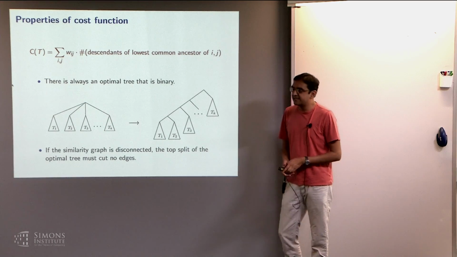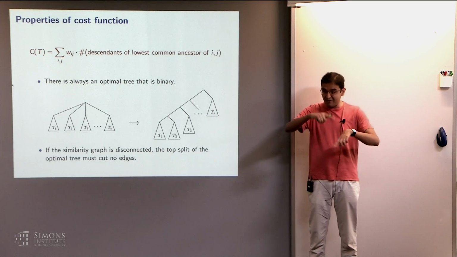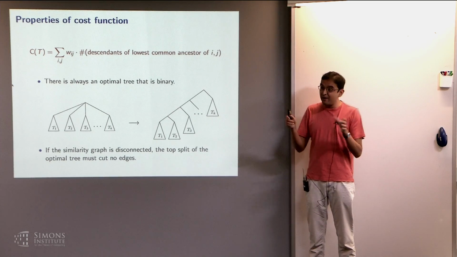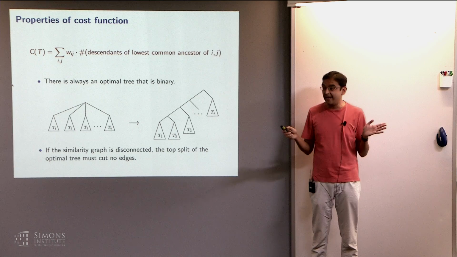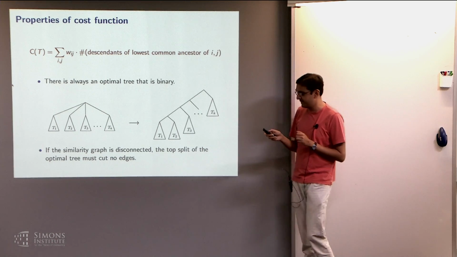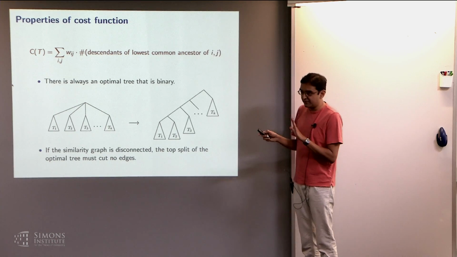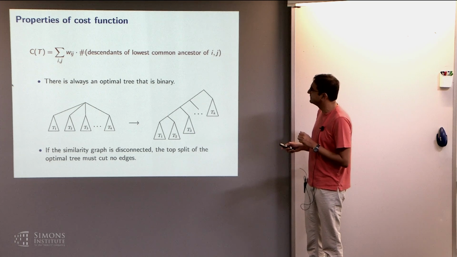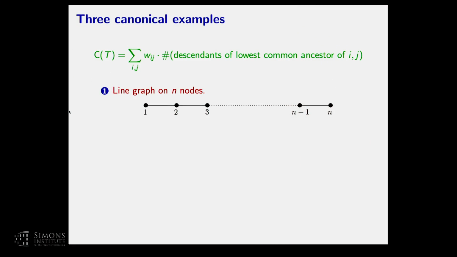The second basic sanity check is that if the initial graph is disconnected, then you do have to start by separating out those disconnected components. So at least that's true. Okay. So now let's look at some more concrete examples. Let's say your input similarity is just a line graph on n nodes. What is the optimal tree in this case?